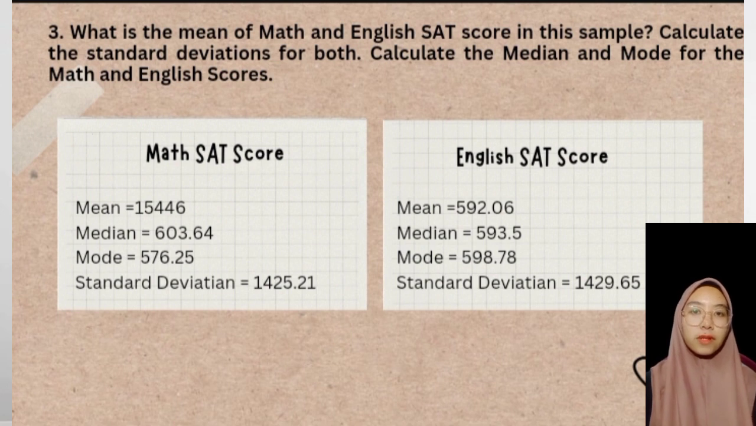And for the English SAT score, the mean is 592.06 and the median is 593.5. For the mode, we found 598.78, and for the standard deviation, we found 1425.21.